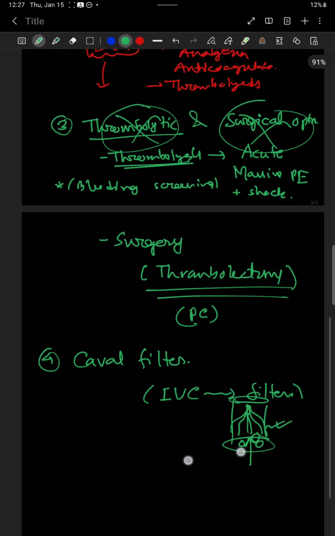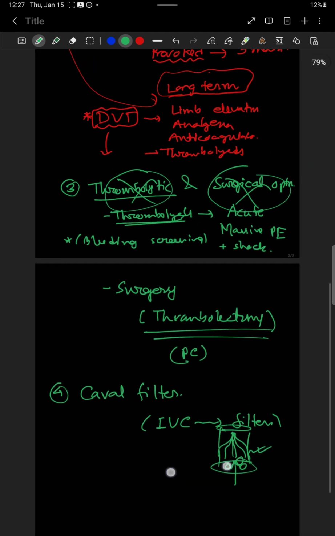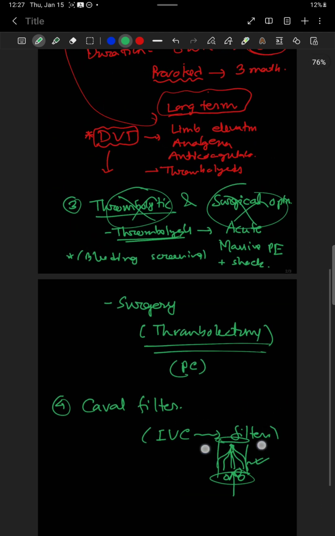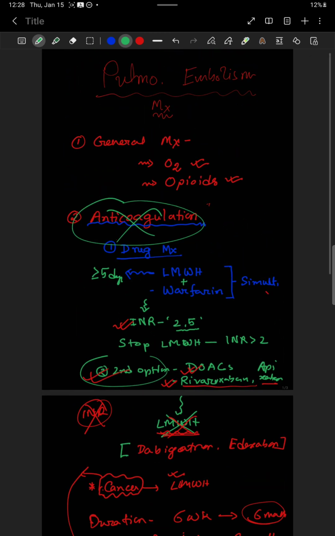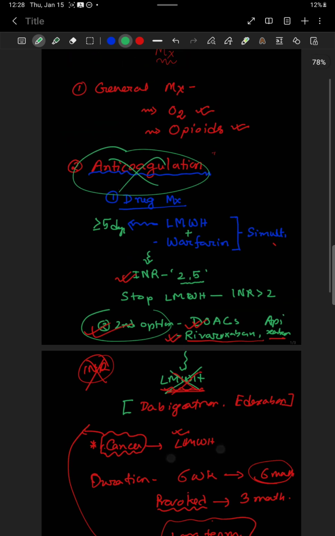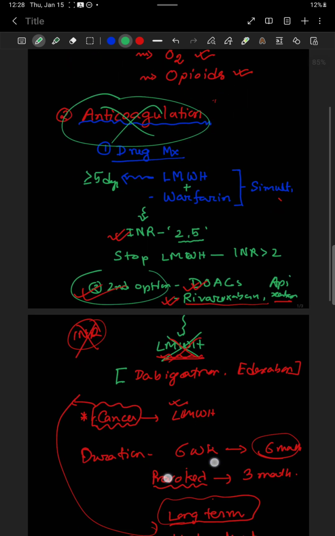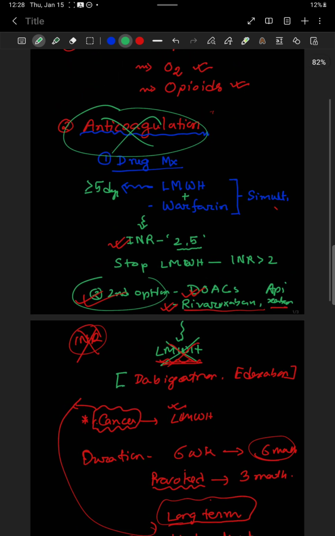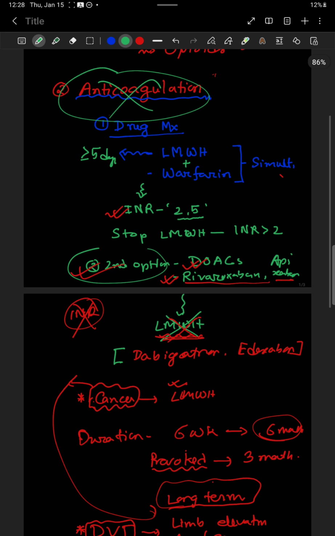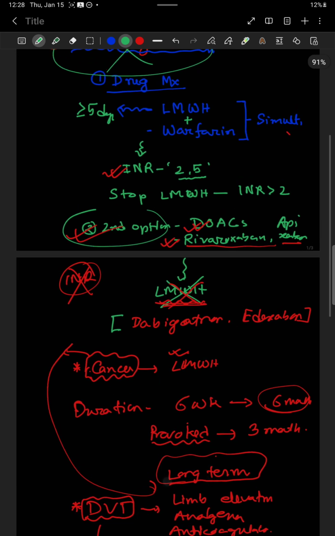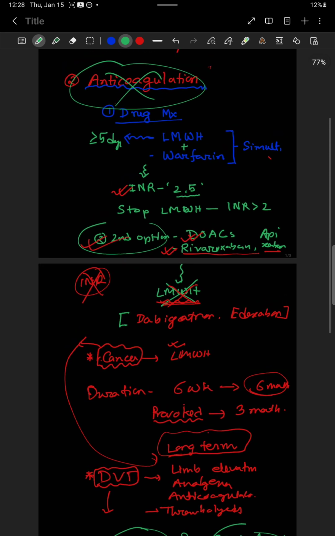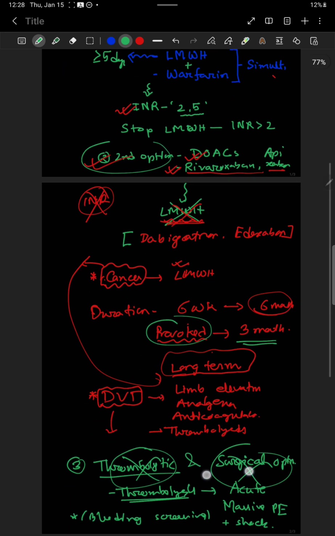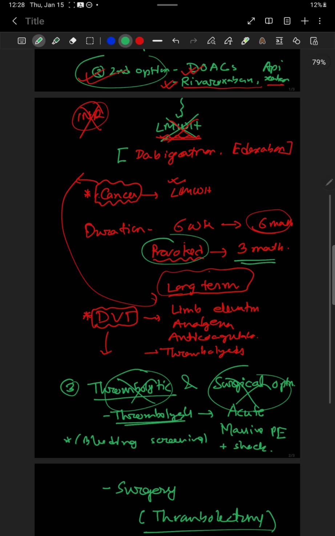Okay, so I think I have tried my best to give you an overview of how you will go with the treatment of pulmonary embolism. General management, then you must go with anticoagulation. Warfarin is there, low molecular weight heparin is there, minimum low molecular weight heparin for 5 days, and total treatment should go up to 6 weeks to 6 months. For provoked causes of PE, it should be 3 months. In cancer, you can go for long term treatment.